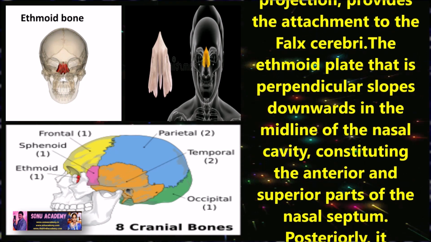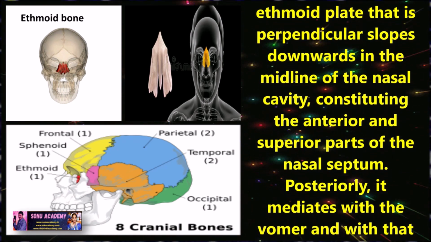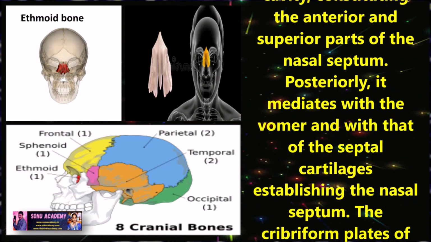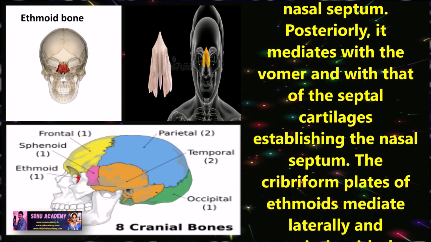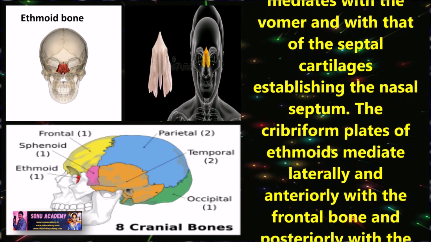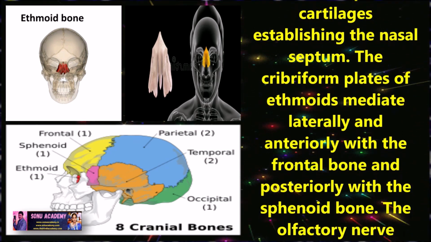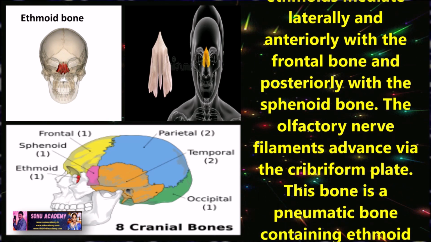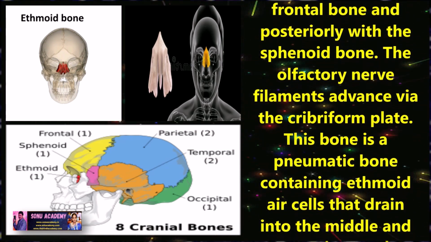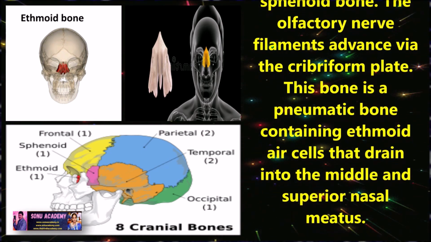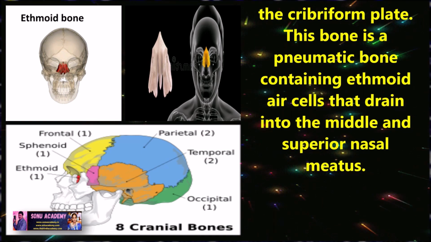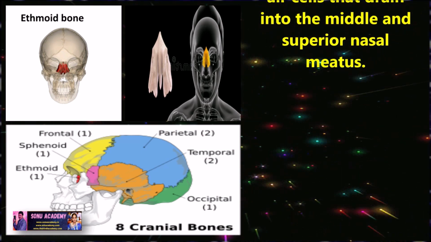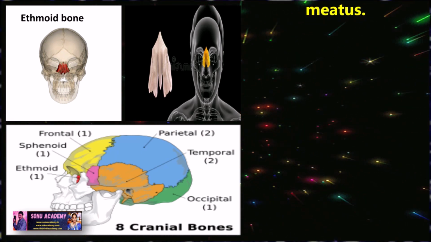The perpendicular plate of the ethmoid slopes downwards in the midline of the nasal cavity, constituting the anterior and superior part of the nasal septum. Posteriorly it articulates with the vomer and with the septal cartilage, establishing the nasal septum. The cribriform plates of the ethmoid articulate laterally and anteriorly with the frontal bone and posteriorly with the sphenoid bone. The olfactory nerve filaments advance via the cribriform plate. This bone is a pneumatic bone containing ethmoid air cells that drain into the middle and superior nasal meatus.